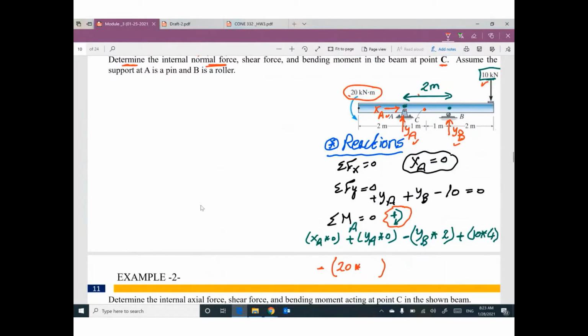20 kilonewton meter is a moment. This shape is a moment. If you have a moment, it does not need distance. We don't need distance, because it's a moment.